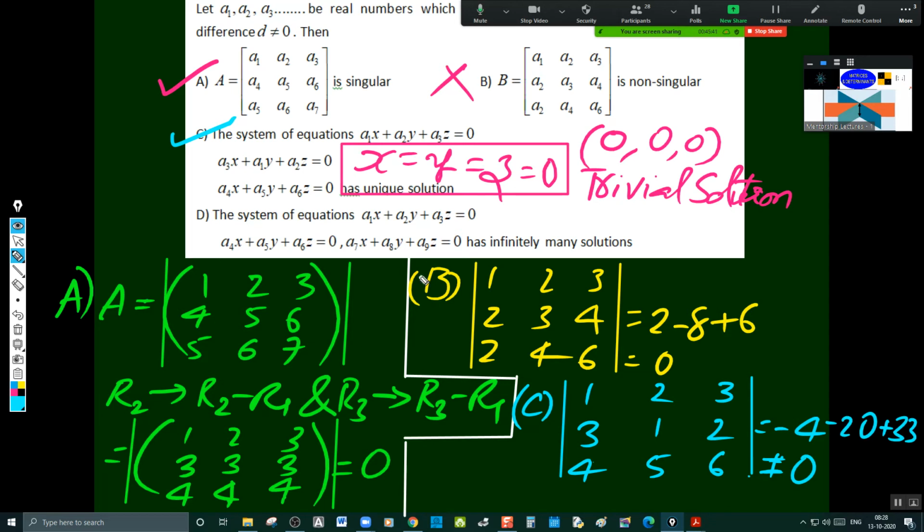Similarly, the system of equations. Can you tell me the determinant of the coefficient matrix of D now? Please try that.